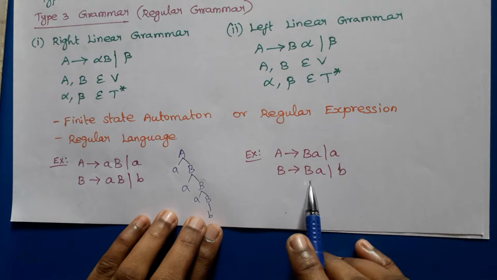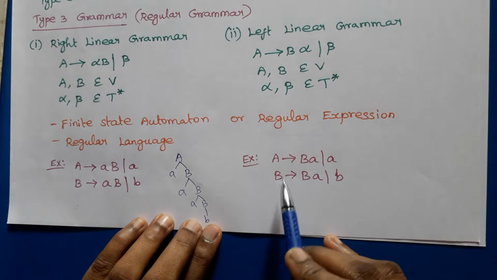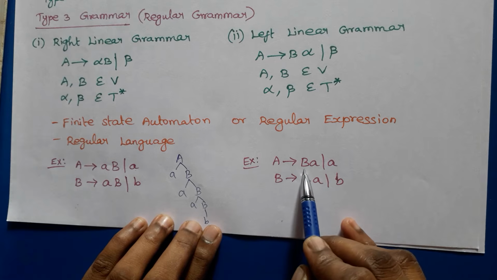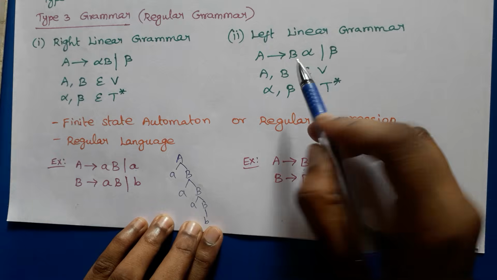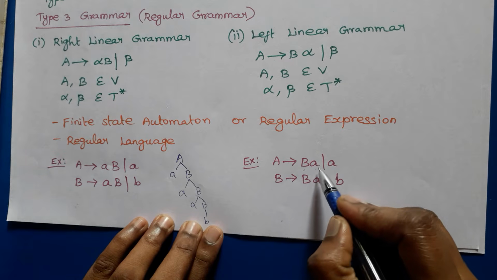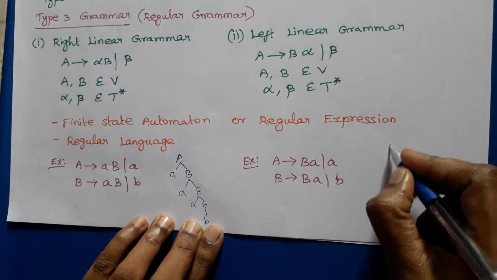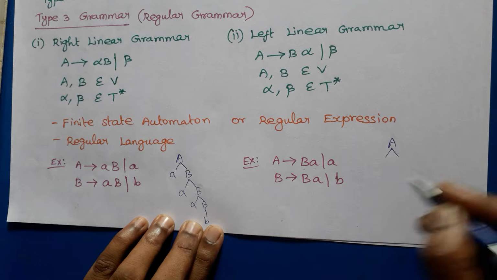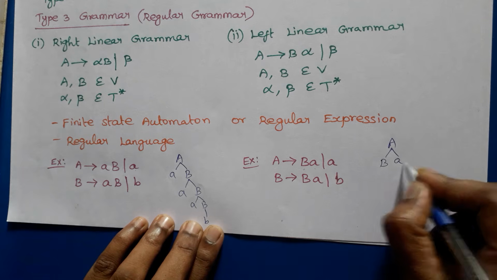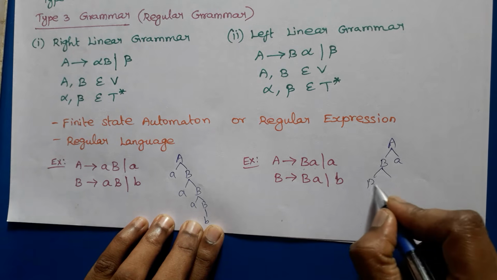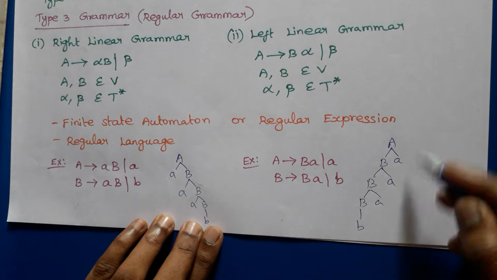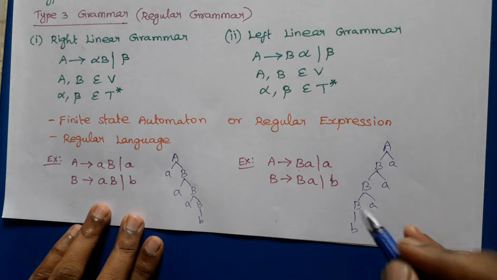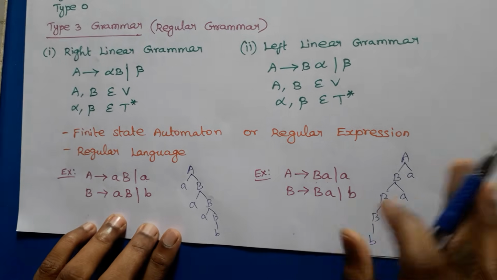This is the example for left linear grammar. So here a variable followed by any number of terminals can come. Here we can write any number of terminals. This is an example grammar. So we can construct a parse tree for this: BA, BA, BA, B. So this is expanded like this. So this is an example for left linear grammar.